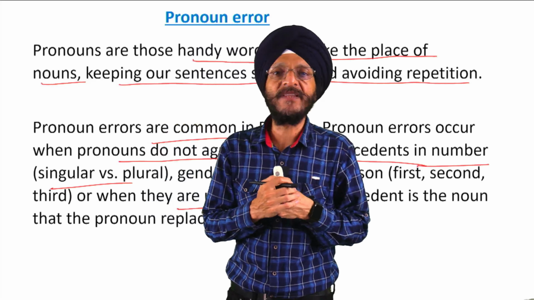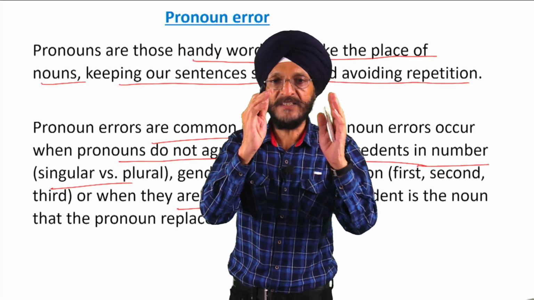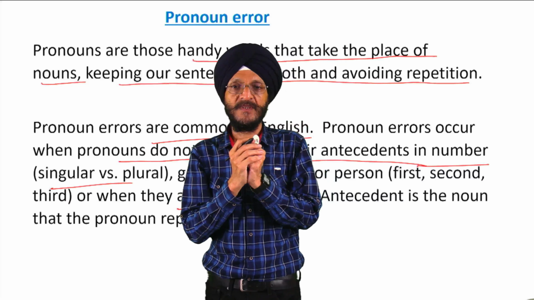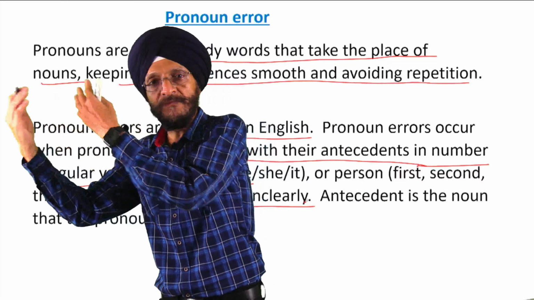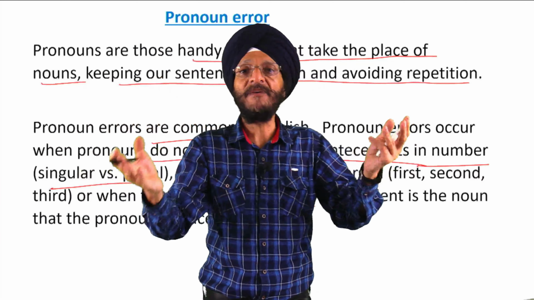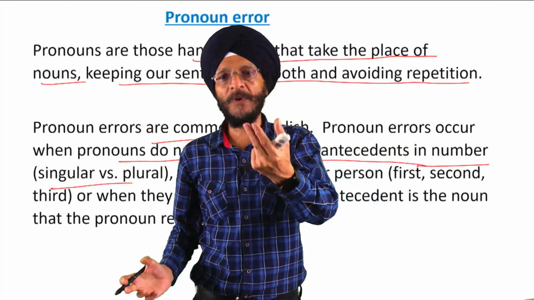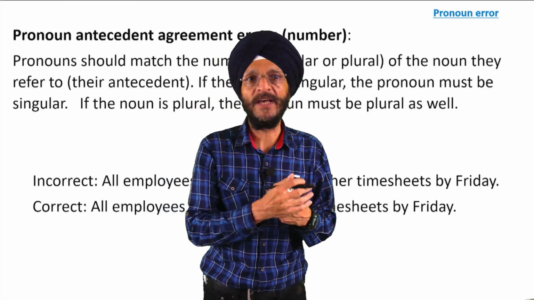It may also happen that we may use pronouns unclearly. That is, we are talking about two persons, Ram and Sham. But when we are using a pronoun, we are simply saying he. He may be referring to Ram or Sham. So the pronoun is unclear. So these are the pronoun errors.